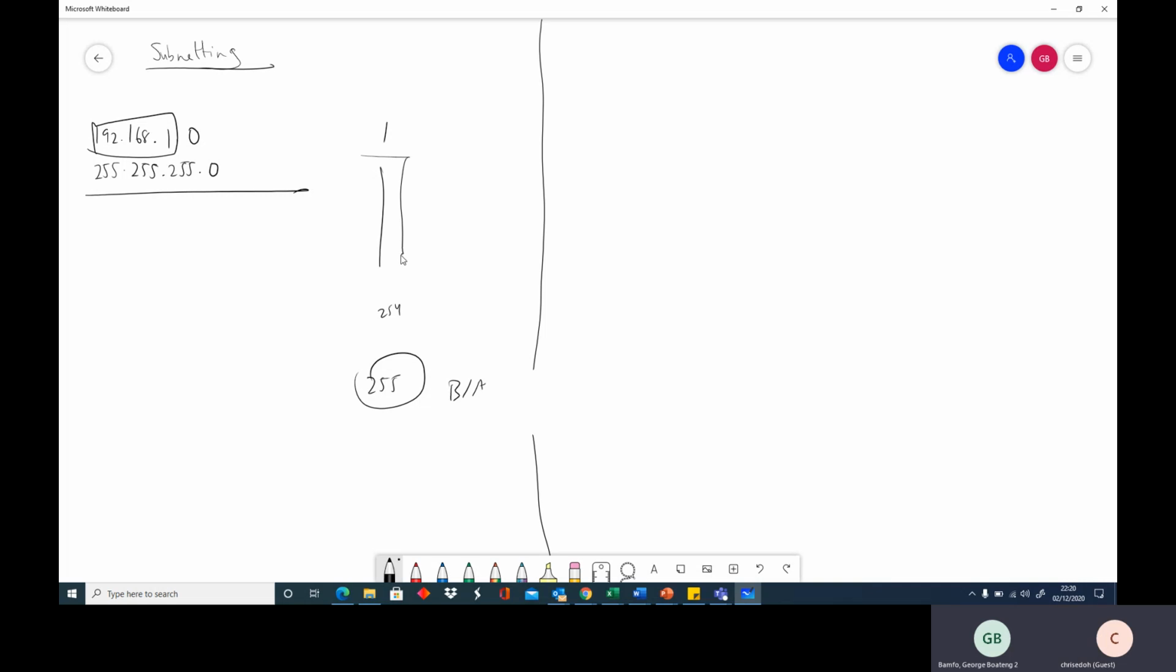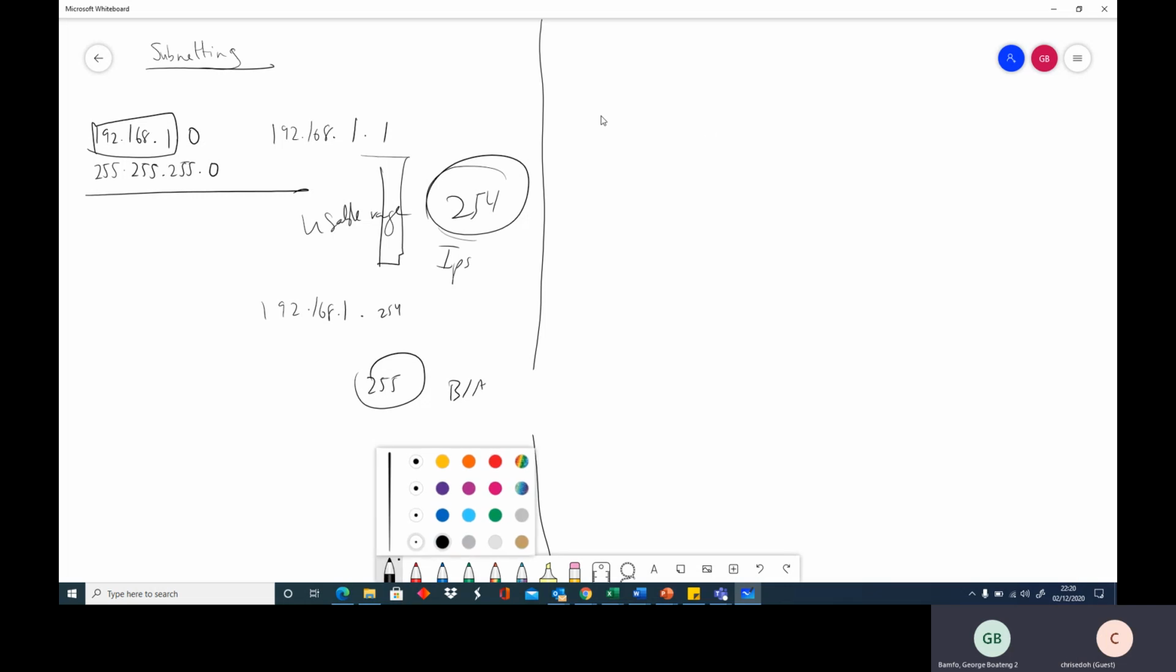So we have 192.168.1.1 up to 192.168.1.254 as the usable range. Which means we have 254 machines in the network, or 254 IP addresses that we can allocate in your network. But what if your network has only 20 machines? It means we are wasting IP addresses. We could have gone from 1 to 20.